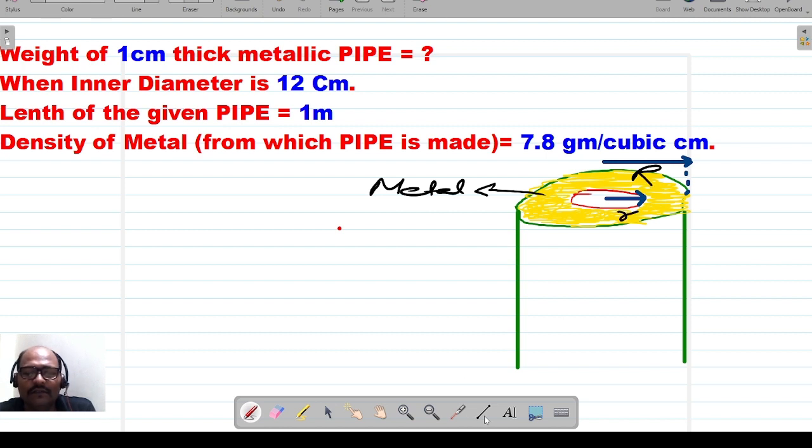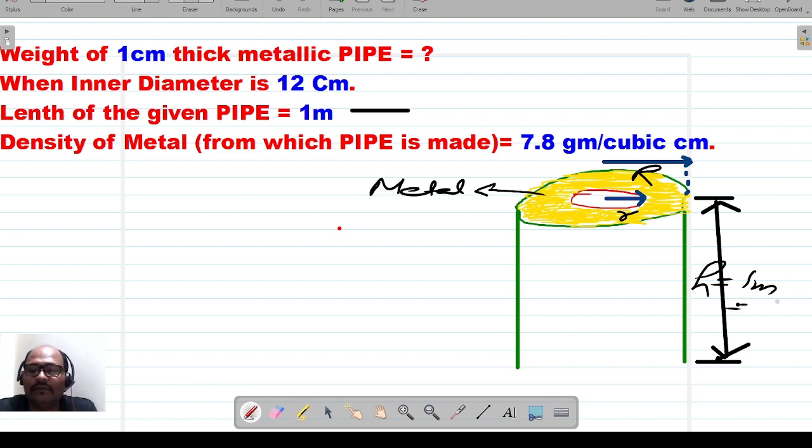One more thing we need to mark over here is the height. The height of the cylinder, as per the given question, is the length of the pipe, equal to 1 meter. So h equals 1 meter, and 1 meter equals 100 centimeter. Why have we taken 100 centimeter, students? I will tell you. Weight density is given per centimeter, the weight of 1 centimeter of pipe needs to be identified, and the inner diameter is also given in centimeter, so the length of the pipe, which is in meter, we will convert into centimeter.